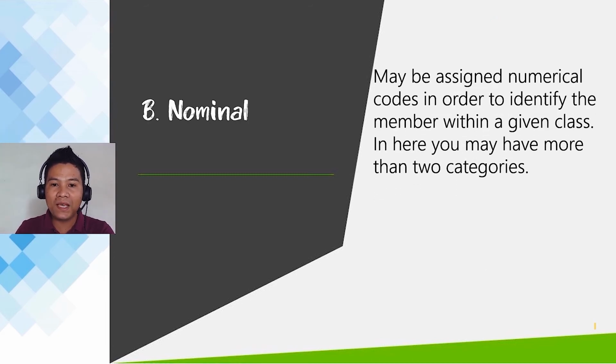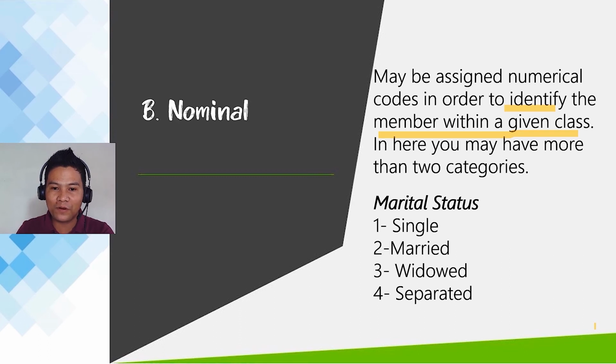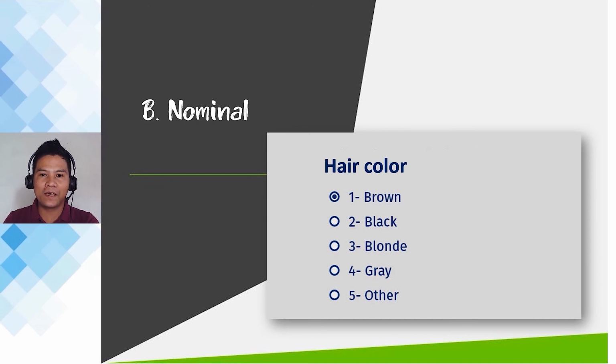Nominal may be assigned numerical codes in order to identify the member within a given class. In here, you may have more than two categories. Example, marital status. We have here four. One for single, two for married, three for widowed, and four for separated. You could also have another example, the hair color. You see, hair color, one, brown, two, black, three, blonde, four, gray, and five, others.